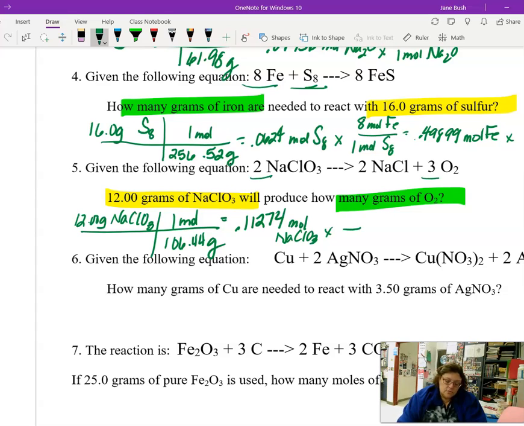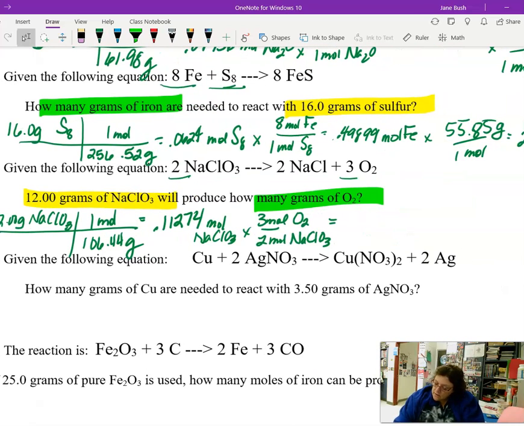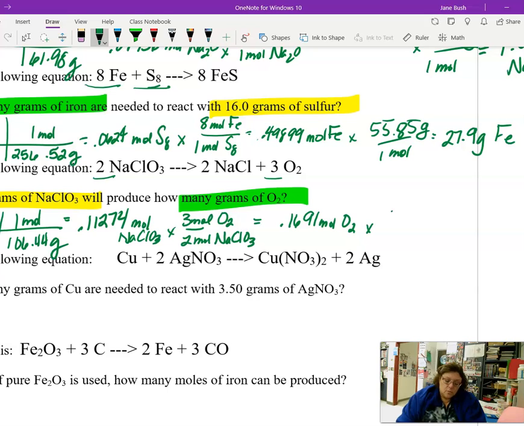My mole ratio, 2 to 3, so 2 moles of sodium chlorate to 3 moles of oxygen. That answer is 0.1691 moles of oxygen. So we're over the bridge. Now we have to get off the bridge. The molar mass of oxygen is 32 grams per mole. How do I know that? Oxygen is 16. 2 times 16 is 32. And that gives me 5.41 grams of oxygen that will be formed.